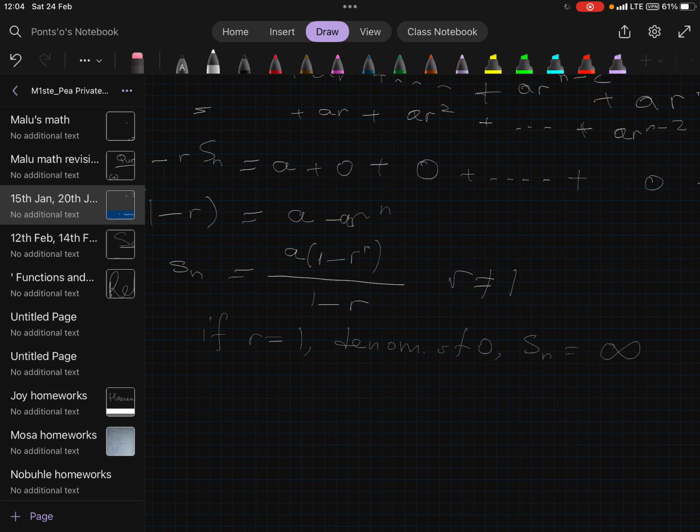Error. So your calculator will give you an error. Also, the formula is easier to use when r is less than 1. So in other words, if r, the common ratio, is like a half or quarter or a fraction, then the formula is easier to use.